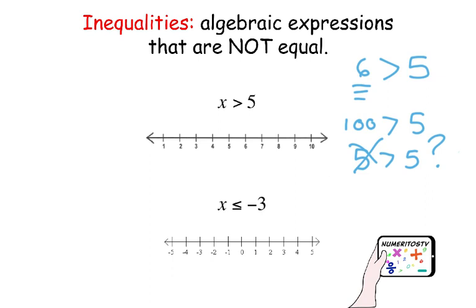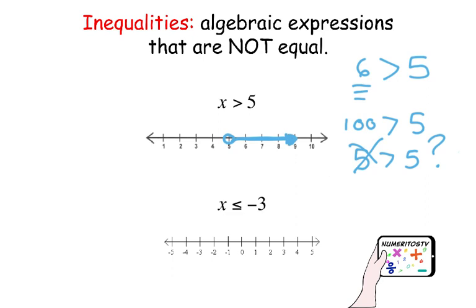So how do we represent these solutions on the number line? We know that 5 is not a solution, so we draw an open circle on 5. That open circle means that 5 is not included, but any number greater than 5 will be a solution. So we need to draw an arrow facing to the right, and that will represent all the numbers greater than 5.